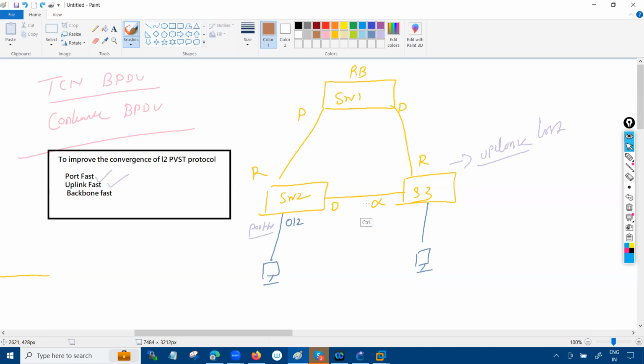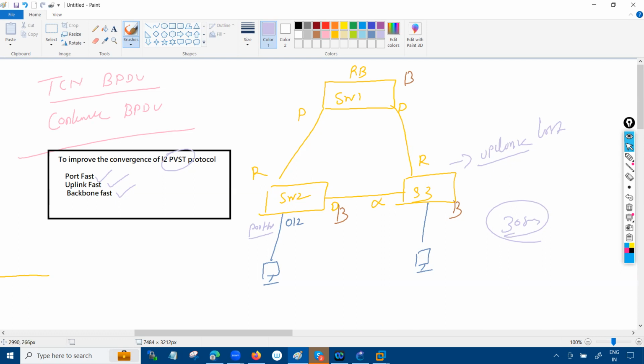So normally to avoid this problem, we can implement the backbone fast feature on every switch. But still, try to understand, even implementing all these features in the PVST protocol, I'm still facing some delay. Can you imagine that if I implement backbone fast, I still need to wait for 30 seconds?